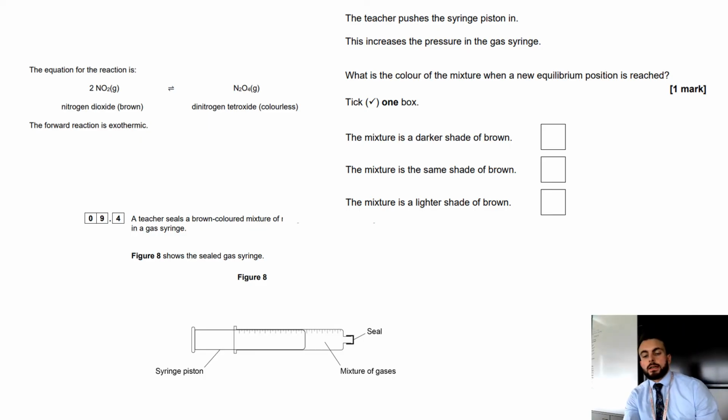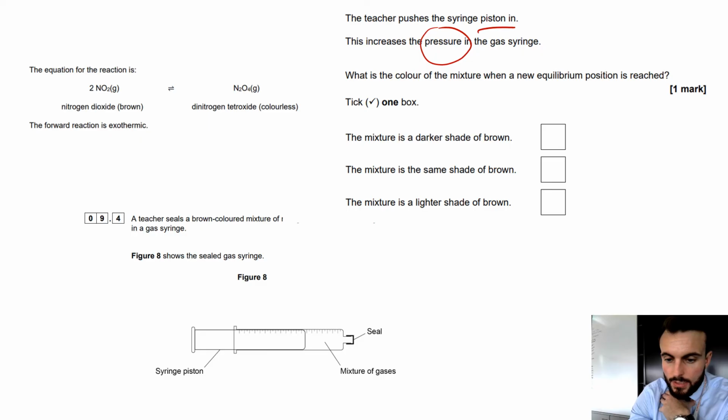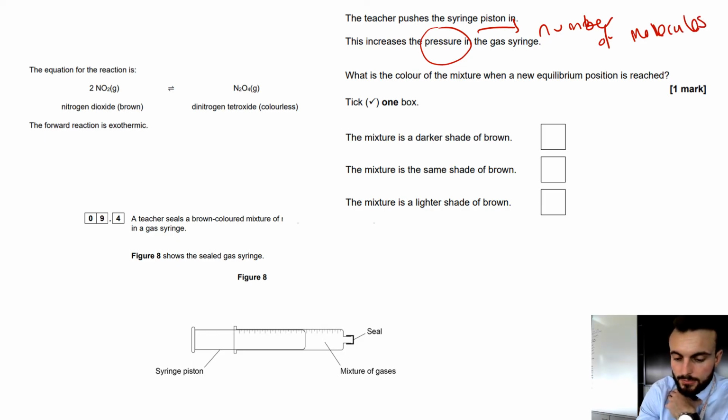The teacher pushes the syringe piston in. This increases the pressure in the gas syringe. What is the colour of the mixture when the new equilibrium position is reached? So for this one, we're talking about pressure. We're talking about the number of molecules. So we're not bothered about exo-endothermic anymore. We're bothered about how many molecules there are. For this one, this side has got more molecules than this side. So if we increase the pressure, that favours this side, remember it's always going to try and do the exact opposite, so the equilibrium is going to move to the other side, to the right.